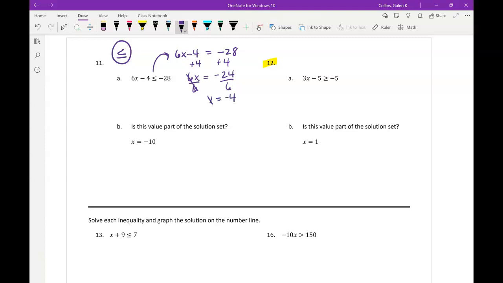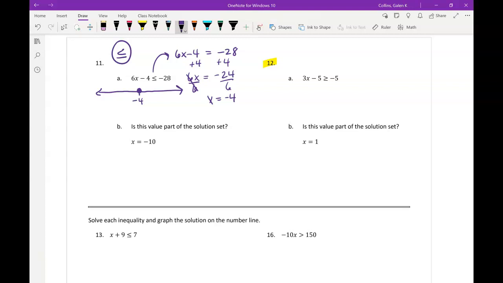I get x equals negative 4. So now the first step that's different is when I make my number line, I actually want a closed circle there because x can be negative 4 since 6x minus 4 can equal negative 28. And then I want to again test to find the interval, so either from negative infinity to negative 4 or negative 4 to positive infinity, that contains values that will make 6x minus 4 less than negative 28.